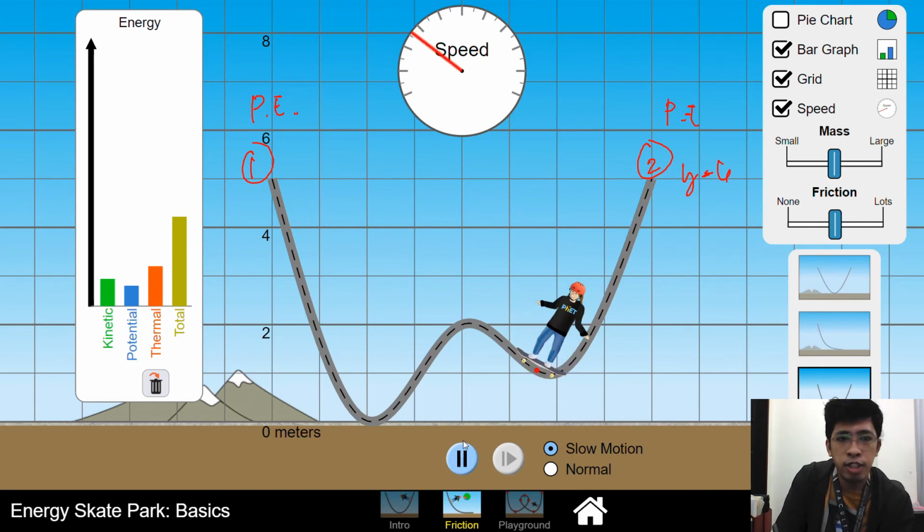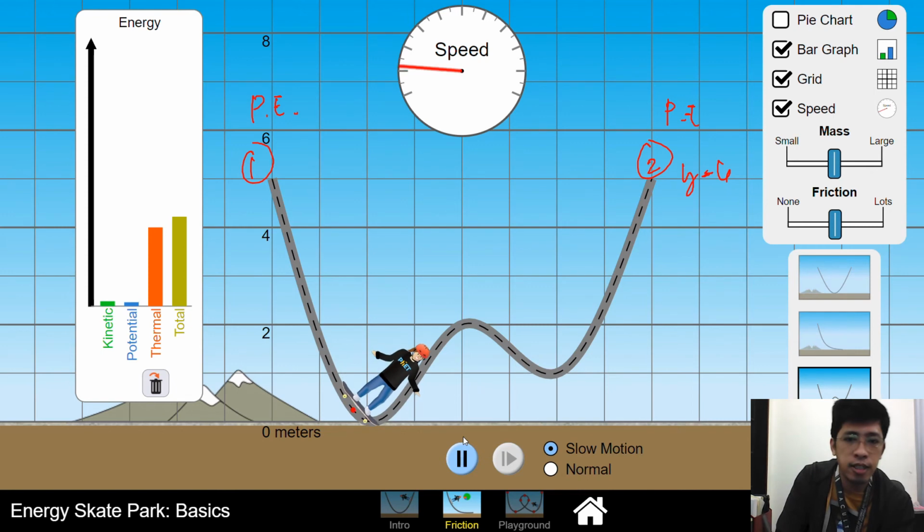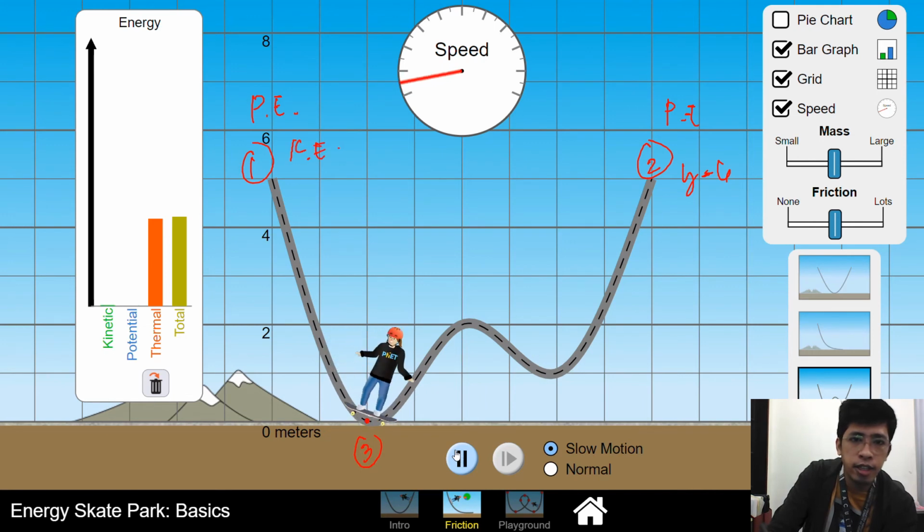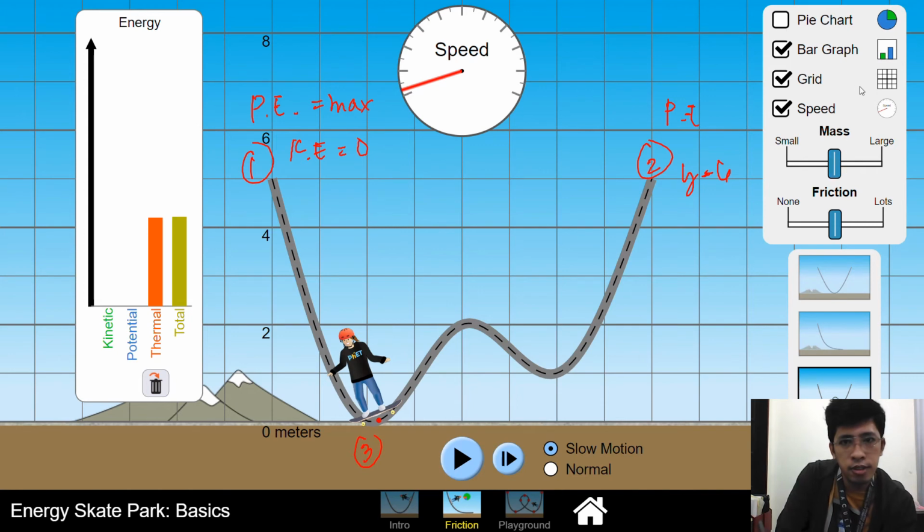The potential energy is slowly decreasing while your heat graph is increasing. When your system finally stops, your initial potential energy is fully transformed into thermal energy at point 3. Here you have your maximum potential energy at 1, and your kinetic energy is 0. Since at y2 you have the same height, you still have the maximum potential energy, and your K is 0. At point 3, since we have friction, all your potential energy is transformed into thermal energy.